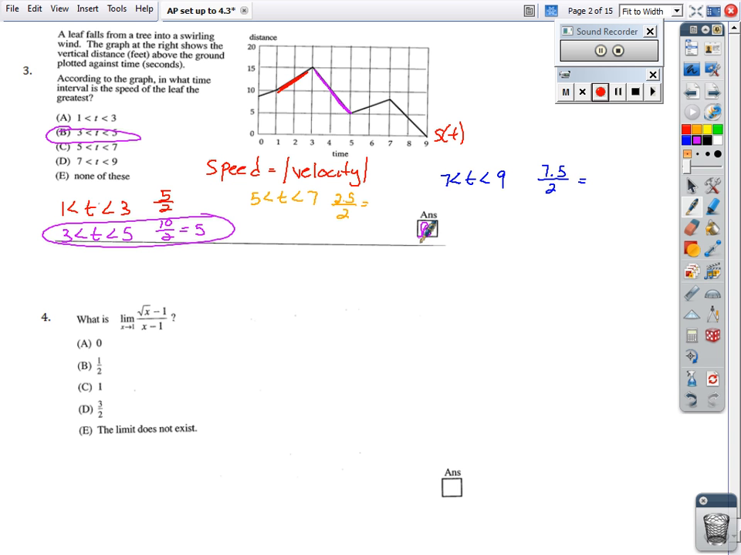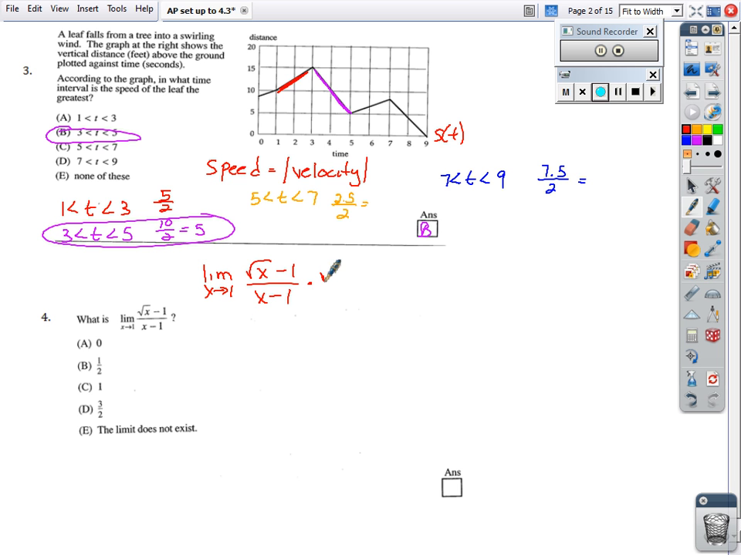Okay, next. Now there's two ways to do this next problem. We're going to find the limit as x approaches 1 of the square root of x minus 1 over x minus 1. So the first way is algebraically, and we do need to note that direct substitution doesn't work. We should always try direct substitution first, but that does not work.